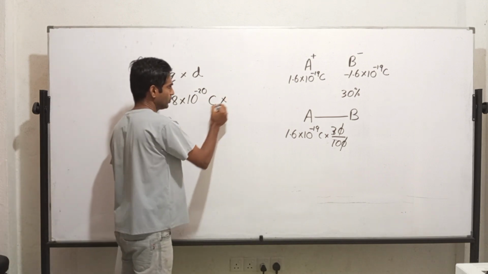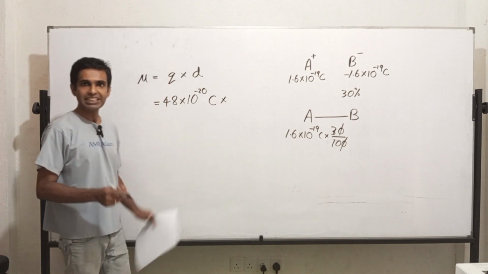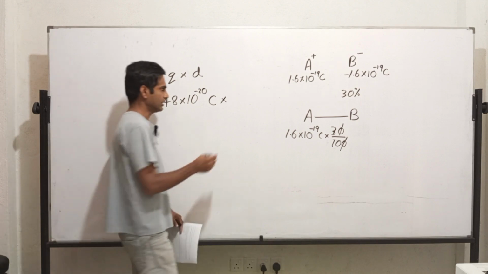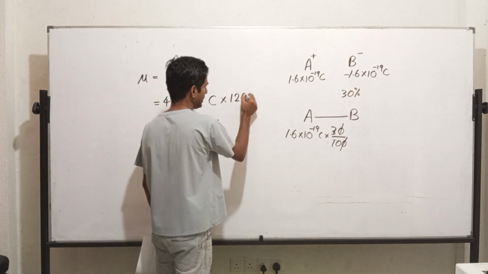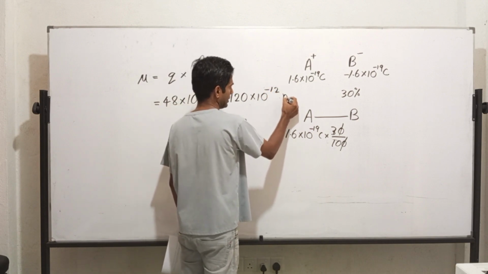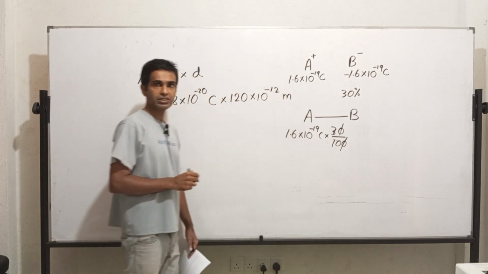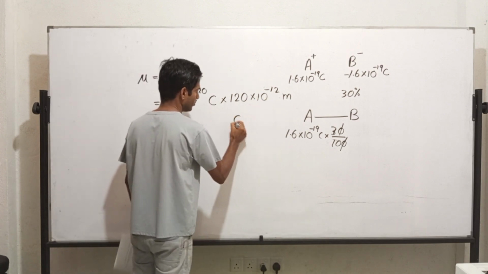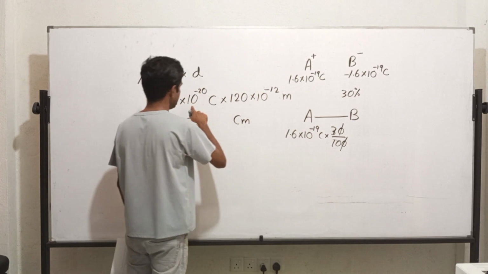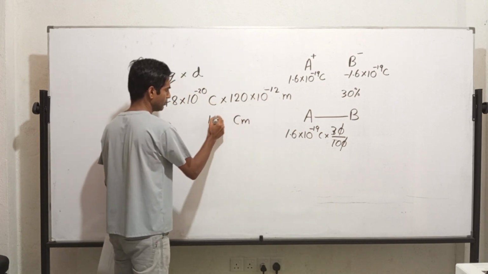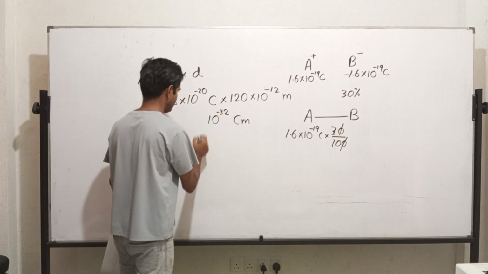Then the step 2. We need to determine the distance between two poles. It's 120 picometers. 120 times 10 to the power minus 12 meters. Pico means 10 to the power minus 12. Then coulomb meters, that is the unit. 10 to the power minus 20 times 10 to the power minus 12. 10 to the power minus 32.